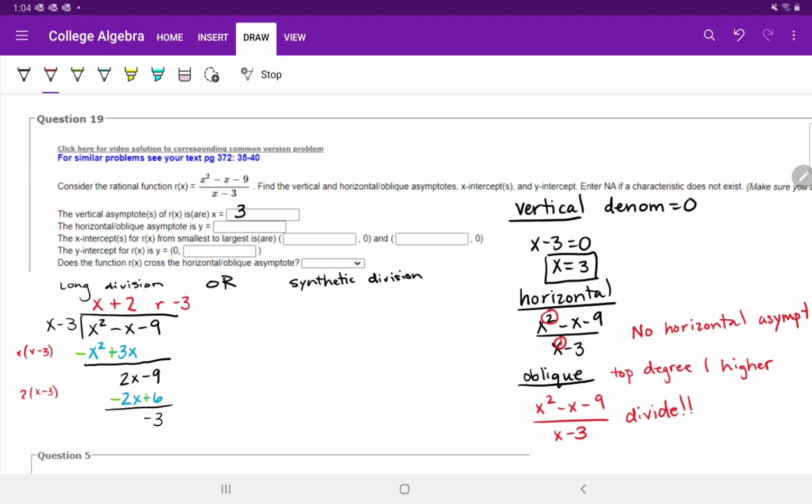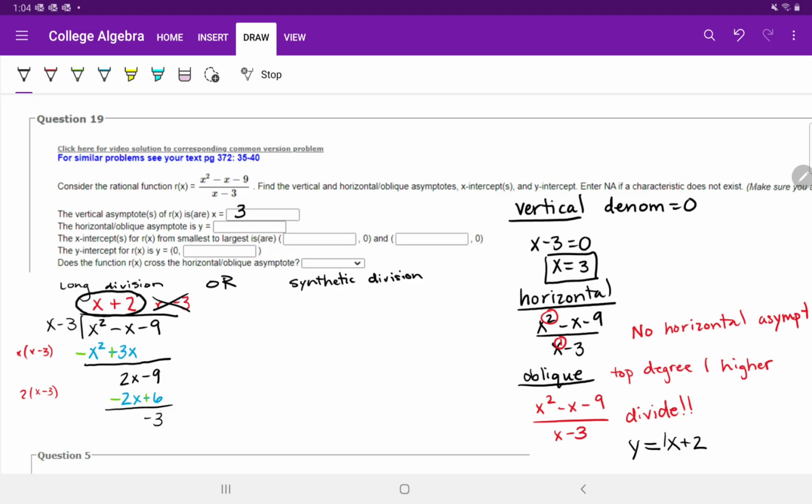Here's the thing. When you are trying to find an oblique asymptote, you have to divide. After you're done dividing, you can completely ignore your remainder. Whatever you ended up with, except for the remainder, is the equation of the line that is your oblique asymptote. So our oblique asymptote is y equals x plus 2.